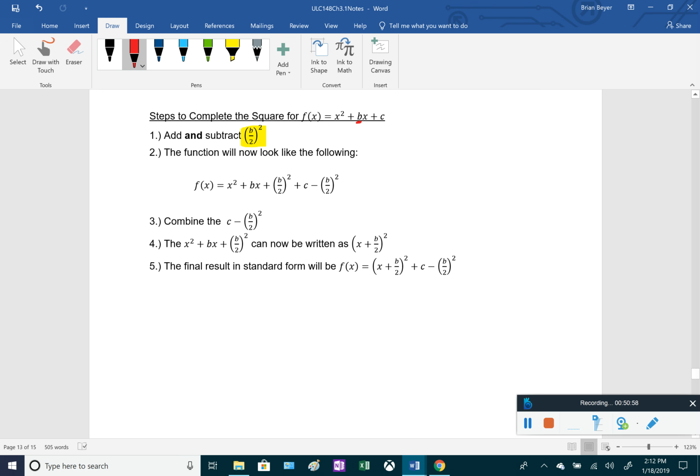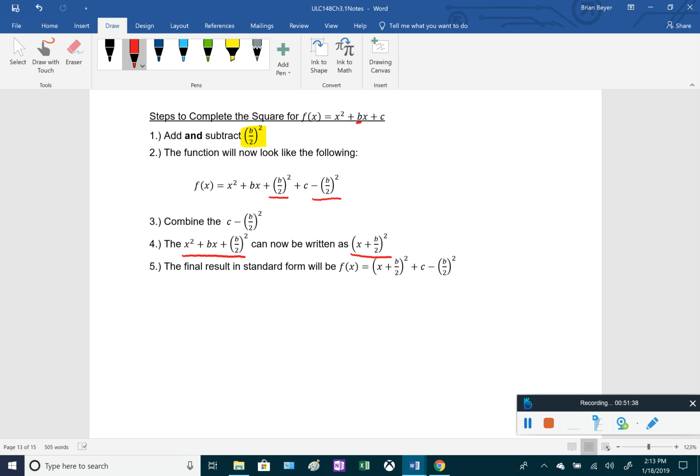So when you do that, your function's now going to look like this. You're going to have this (b over 2) squared being added, and this one being subtracted. So that's how you should write it too. Notice how I wrote the subtracted one at the end with that c term. The reason I did that is because you're going to combine the c minus (b over 2) squared. And then that other portion, the x squared plus bx plus (b over 2) squared, we completed the square for that, meaning we added the term to it, which allows us to write it as that binomial squared.